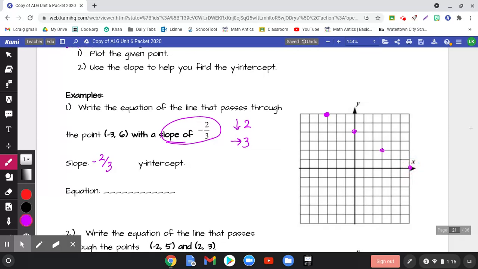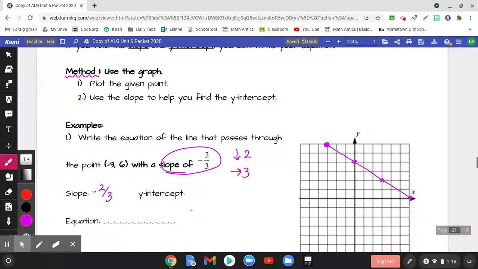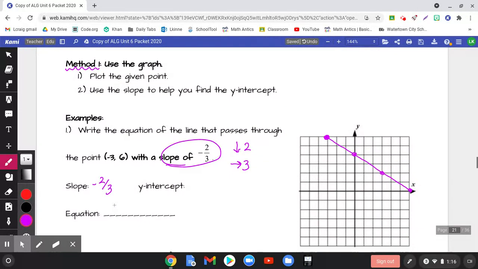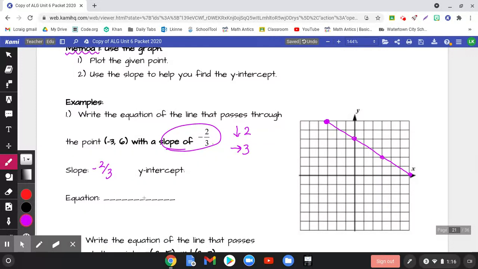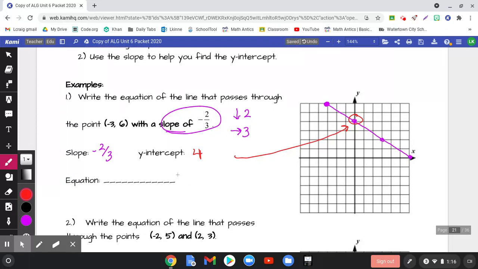All right, so here's the line we're working with. We want to write the equation of that line. Well, the 2 things that we need, again, are the slope and the y-intercept. Well, we have the slope. They gave us the slope. The y-intercept we can now see on the graph right here. It's hitting the graph at +4. The y-intercept's +4.